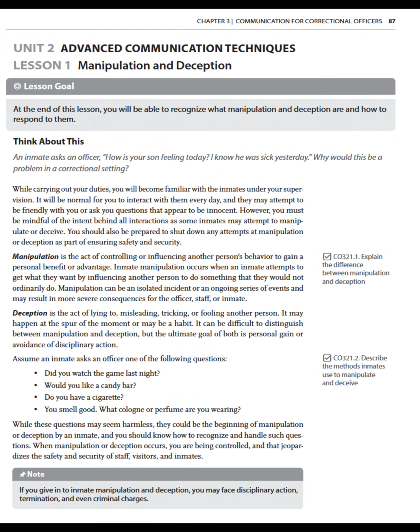Think about this. An inmate asks an officer, "How is your son feeling today? I know he was sick yesterday." Why would this be a problem in a correctional setting?